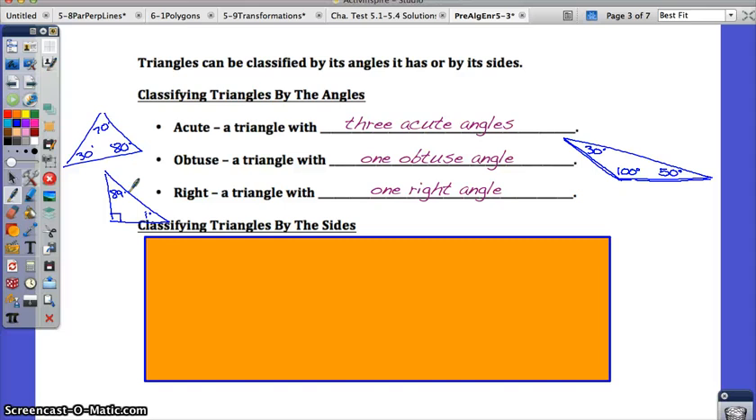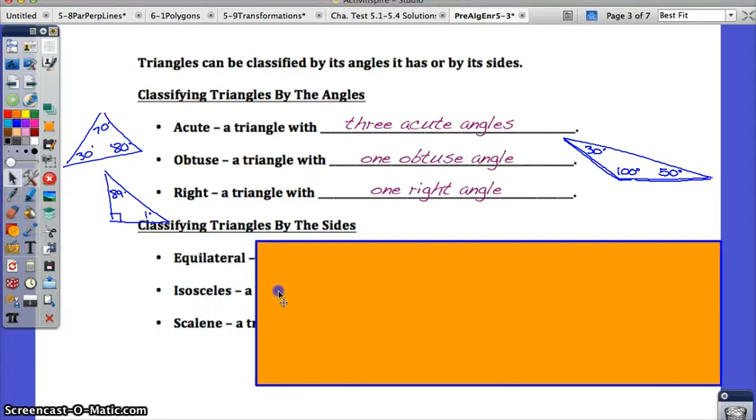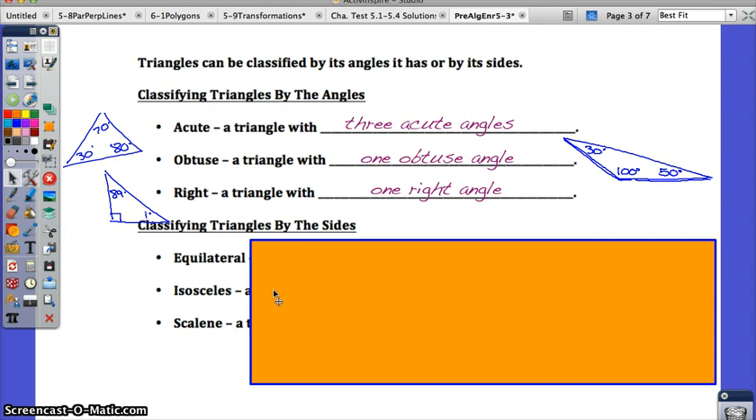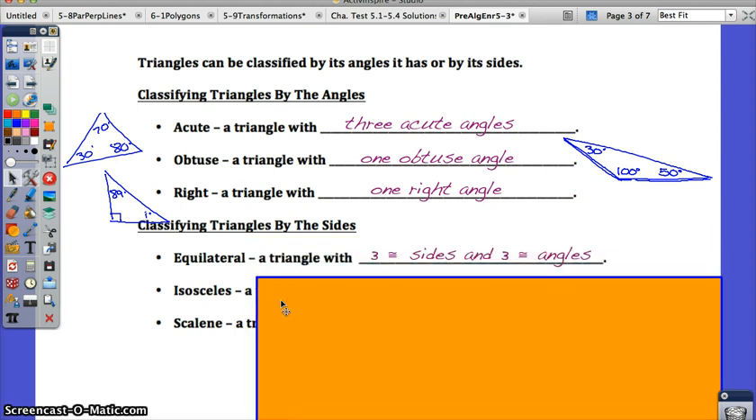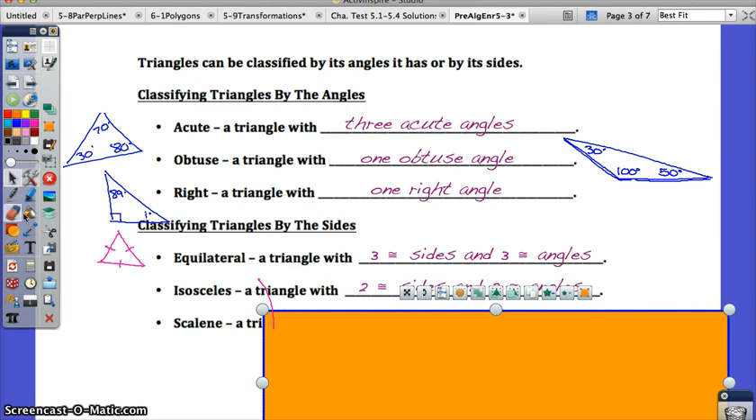You can also classify triangles by the sides, and the 3 words you have in your paper are equilateral, isosceles, and scalene. You may have seen these words before. Equilateral is a triangle with 3 congruent sides, and that also means it's going to have 3 congruent angles. So an equilateral triangle will have 3 congruent sides. You can mark the congruent symbols with the little tick marks. Isosceles triangle then will have 2 congruent sides and 2 congruent angles.